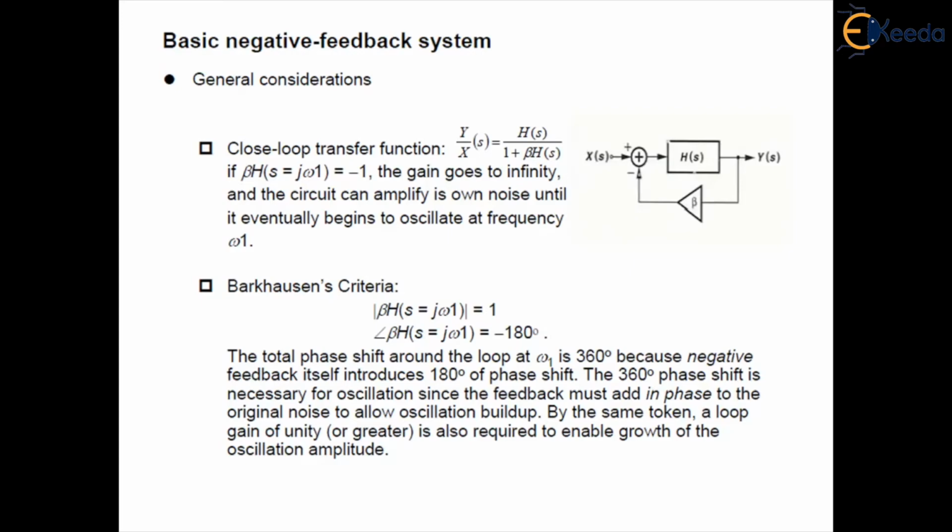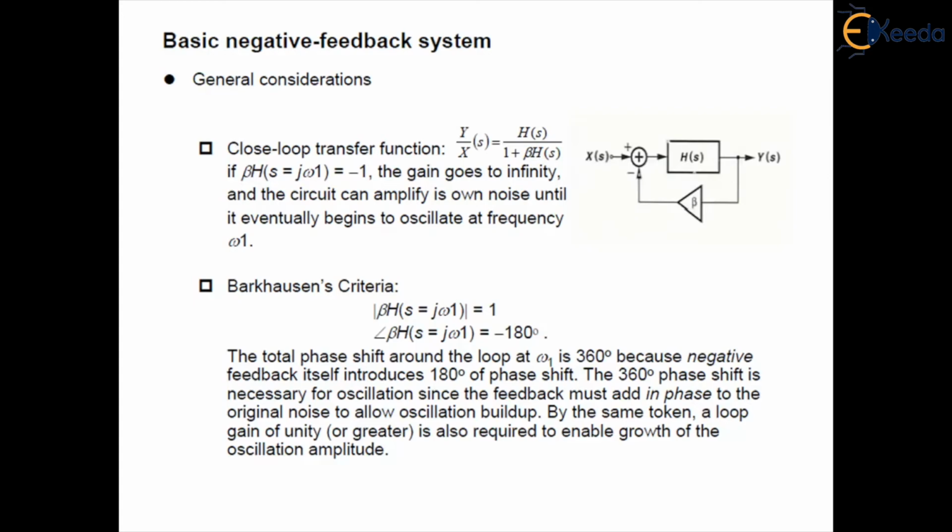Loop gain is this gain, beta H. So the loop gain of unity is also required to enable the growth of oscillation amplitude. So this lecture is about the Barkhausen criteria, how our circuit starts to oscillate, how we can stop these oscillations, and what is the Barkhausen criteria which makes this oscillation.